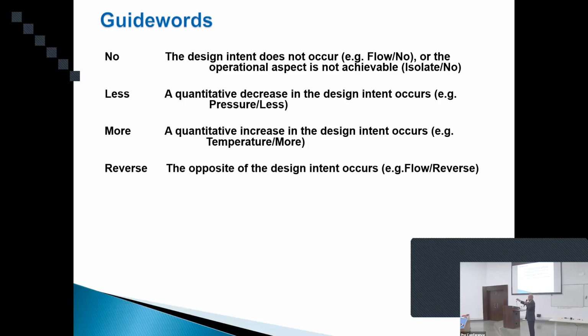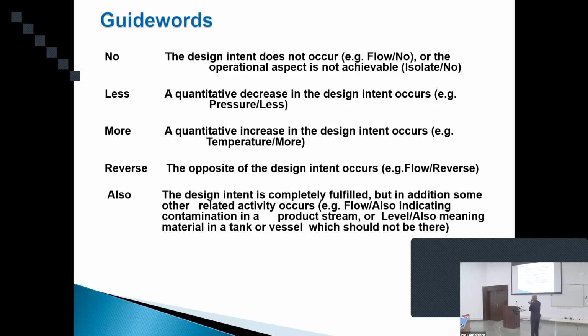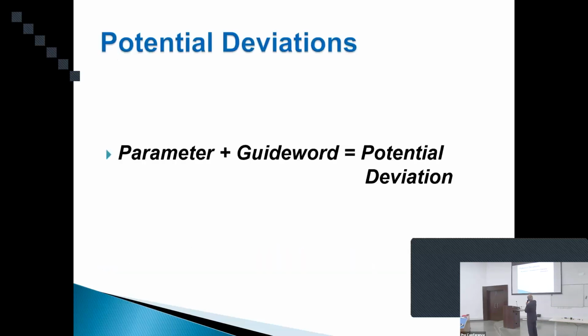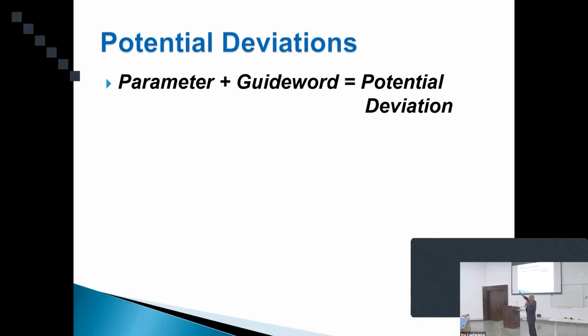The flow which can go up, it can come back. If something else is blocked there, it can flow back. And if the check valve is not working, it will flow back. No, reverse flow. Okay. So these are the various guide words which are all used for the HAZOP. And the potential deviation: we call it the parameter like flow, temperature, pressure, and the guide word no, less, more. Once you combine these two, that results in a potential deviation. This is what we are interested in to analyze.